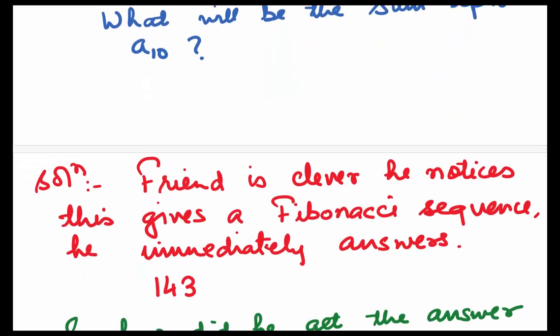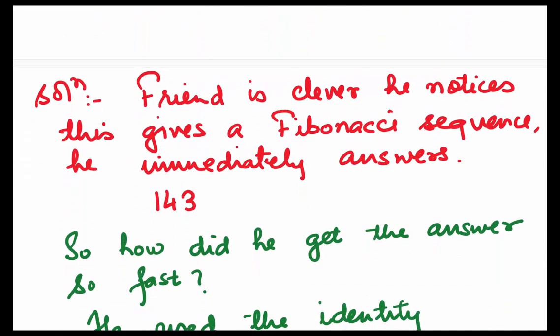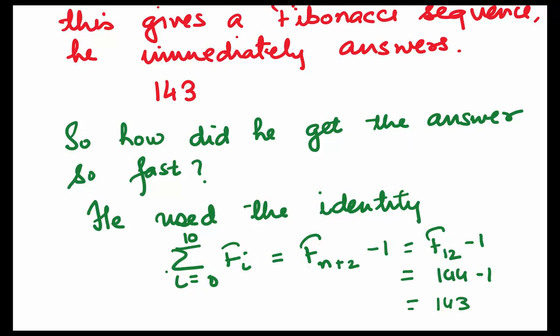Now, his friend is clever. He notices this gives a Fibonacci sequence. He immediately answers 143. So how did he get that? He used the identity summation i value 0 to 10, Fi will be nothing but f of n plus 2 minus 1. Here, n value is 10. So he gets f12 minus 1. F12, the Fibonacci number, is 144 minus 1, so the answer is 143. So he didn't have to go on adding whatever he got to the previous number.